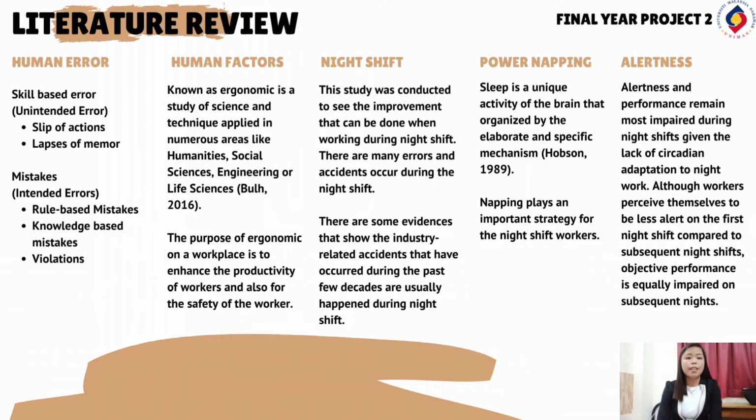Literature review. There are 5 elements that I will explain here, which are human error, human factor, night shift, power napping, and also alertness. For human error, there are 2 types, which are skill-based error and mistakes. In skill-based error, there are 2 types, which are slip of action and lapse of memory. For the mistakes, there are 3 types: rule-based mistakes, knowledge-based mistakes, and also violations.